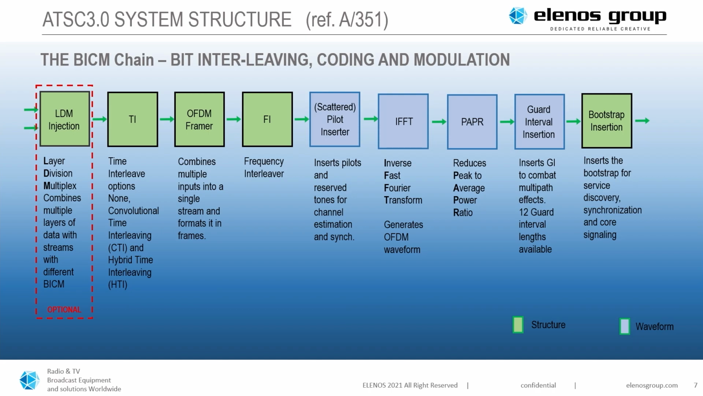You then put it through a peak to average power ratio reduction system that helps the efficiency of the transmitter itself. You put in some guard interval. And then finally, what's called the bootstrap insertion. The bootstrap is the last part of the insertion here, but the first part of the signal that tells the TV receiver what it's getting, what kind of information it needs.